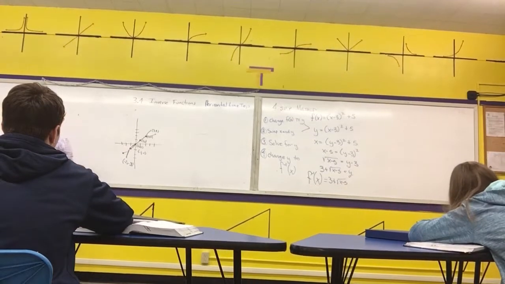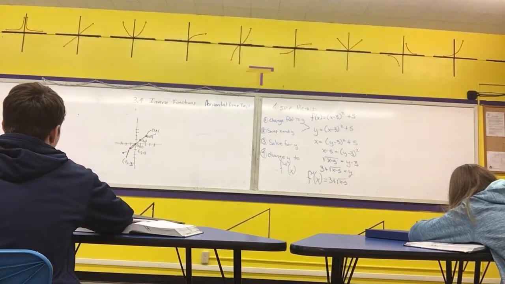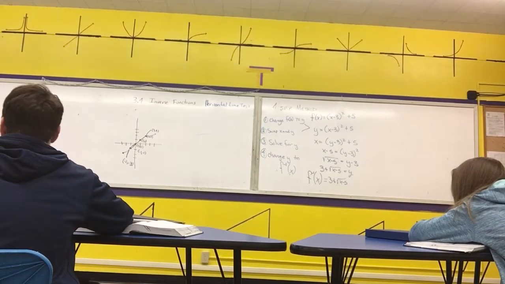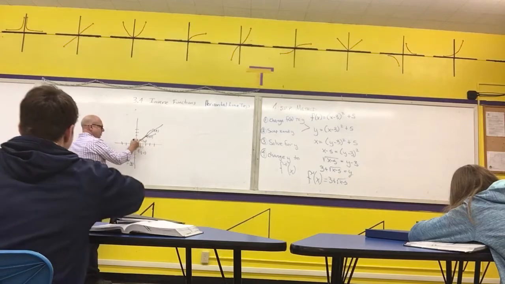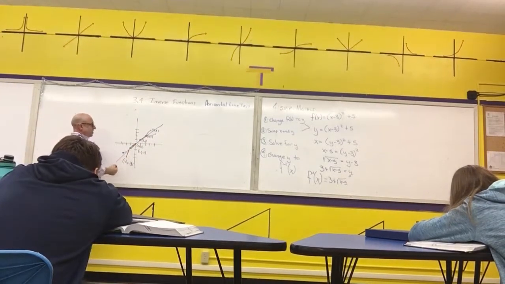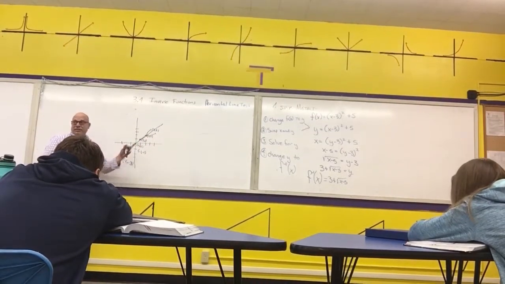Wait, don't you make it go this way instead? No, I swap my x's and y's. It looks like a cross. So the line of reflection is the line that goes right through these points. It's a mirror image of each other across that line.